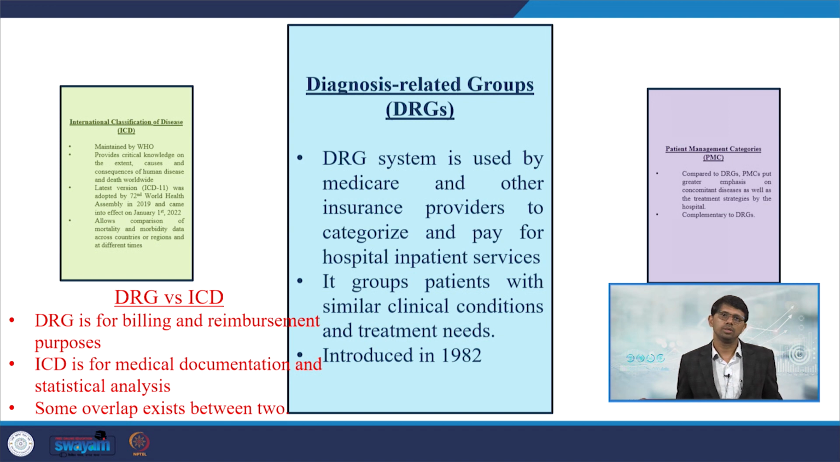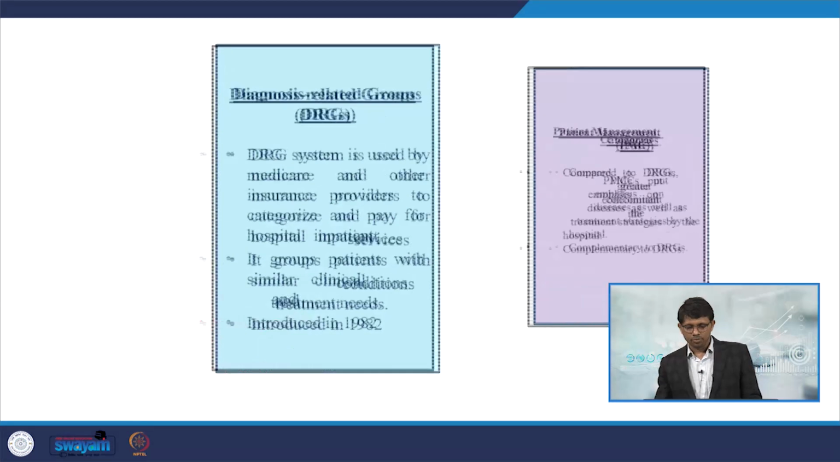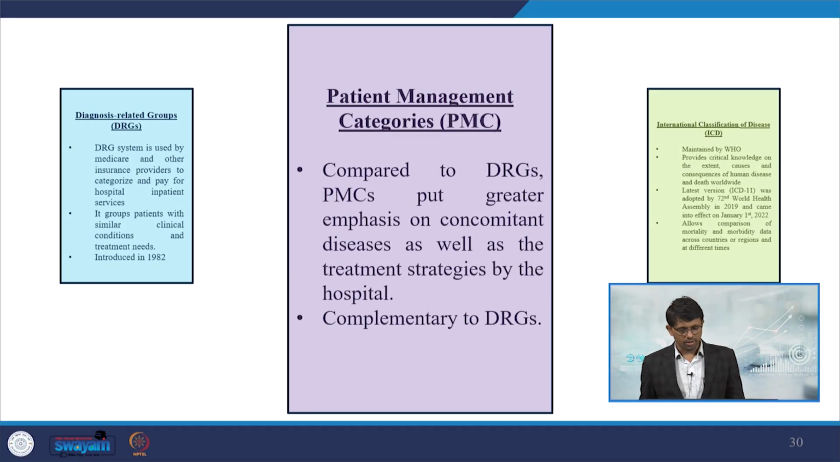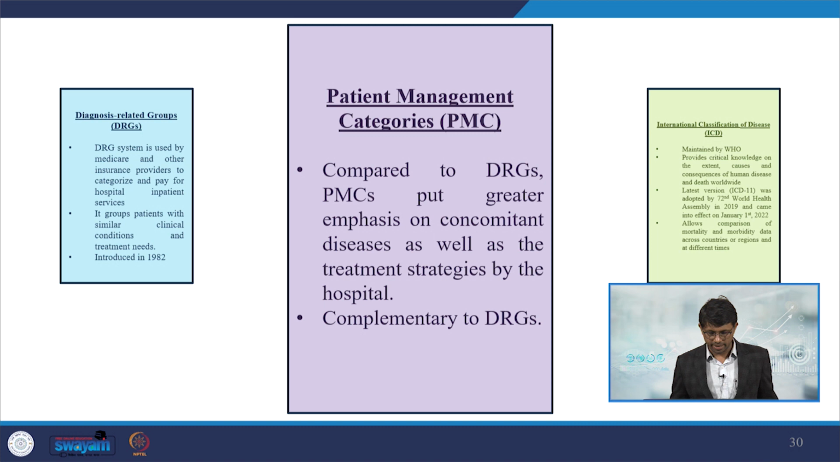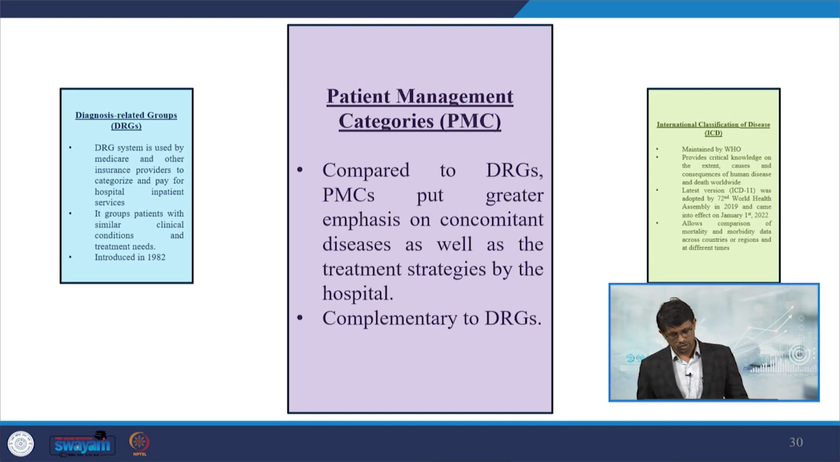This system groups patients with similar clinical conditions and treatment needs, and was introduced in 1982. So, we can compare DRG versus ICD: DRG is for billing and reimbursement, while ICD is for medical documentation and statistical analysis. There is some overlap between these two. The last one is called the PMC. This is compared to DRG. PMC puts greater emphasis on concomitant diseases as well as the treatment strategies by the hospital, and this is complementary to the DRGs.